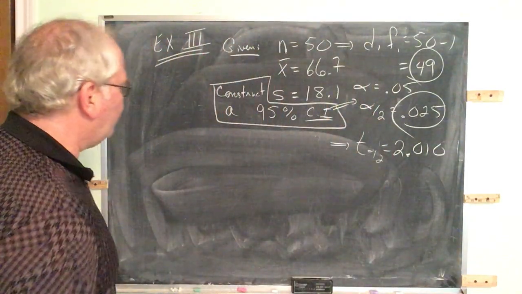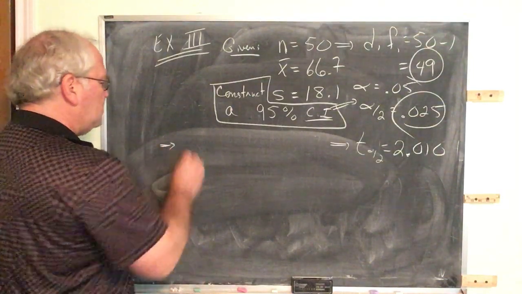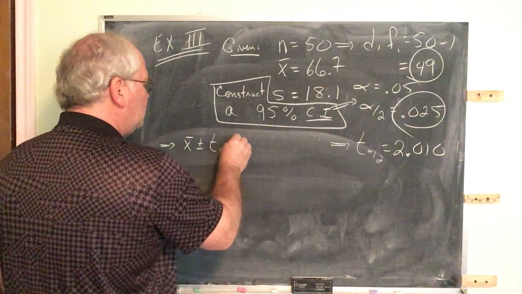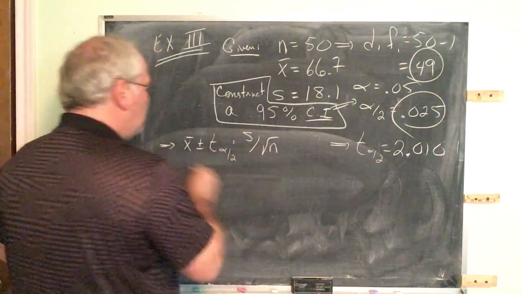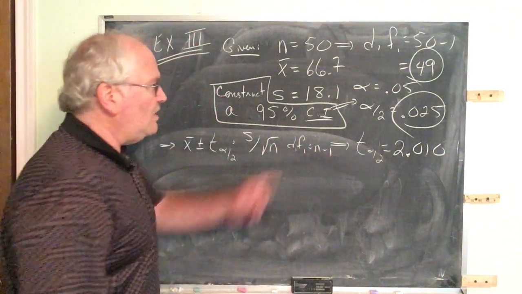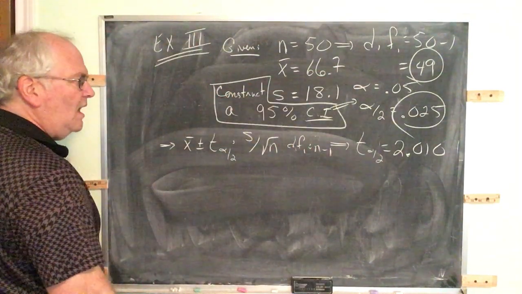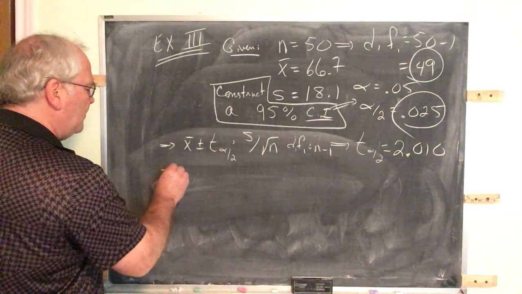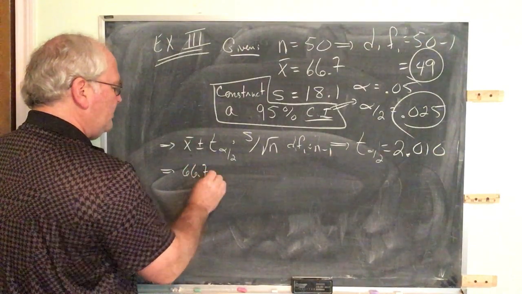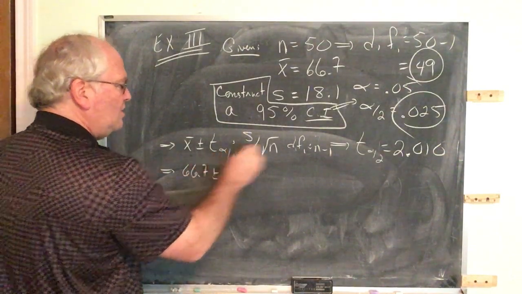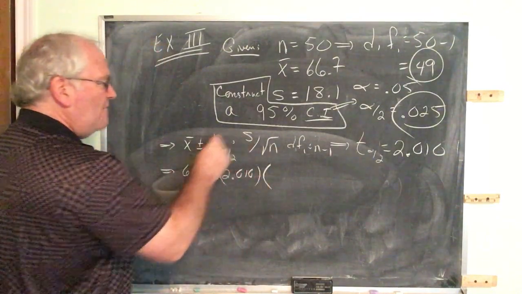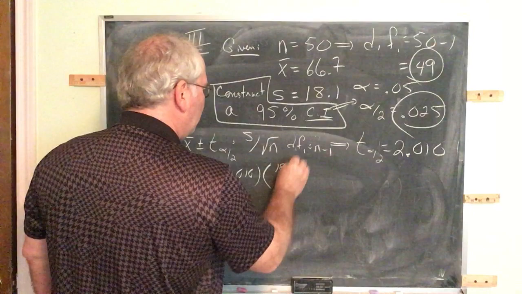This should now be straightforward. So we have x bar plus or minus t alpha divided by 2 times s over square root of n. Formula is given, degrees of freedom is given. We've already computed that to be 49. And so the rest of this is straightforward, I think. We have x bar is given to be 66.7 plus or minus, we just computed that as 2.010, multiplied by s, which is given to be 18.1.